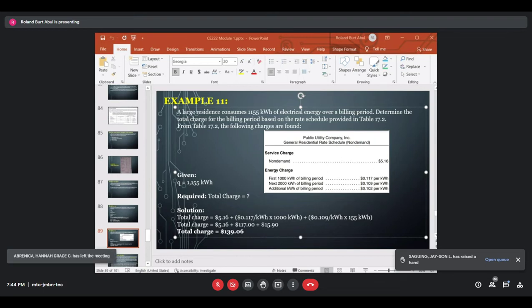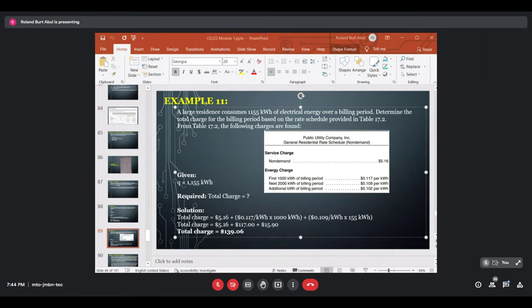Yes, abiri mo ni. 155 kilowatt hours, sir. Okay, thank you. So since gikuhaan man siya og 1,000 kaganina, ang nabilin is 155 kilowatt hours. So mao na lang ang atong i-input diri sa next 2,000 kilowatt hours. I-multiply din siya sa iyang rate nga 0.109 per kilowatt hour. So i-multiply lang tanan, then i-add up ang tulo, then naa nay total charge of $139.06.